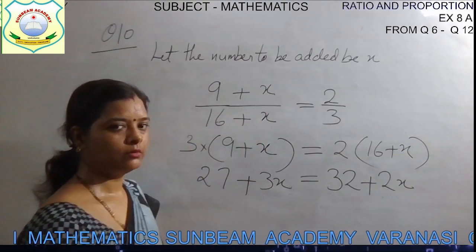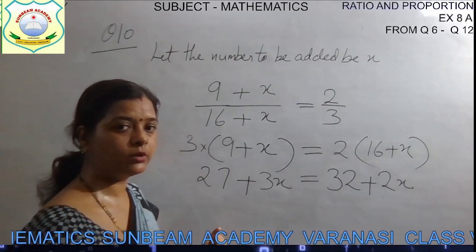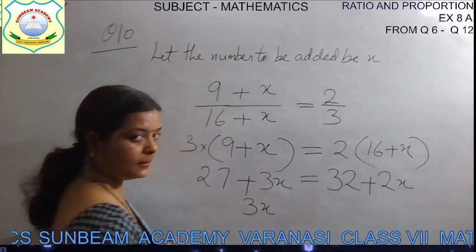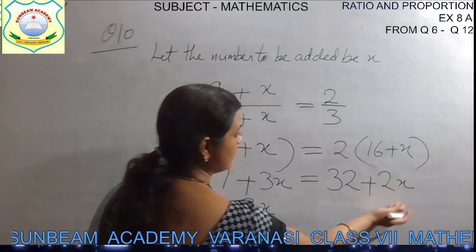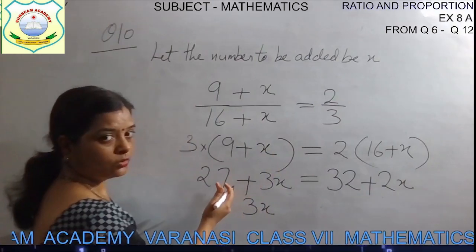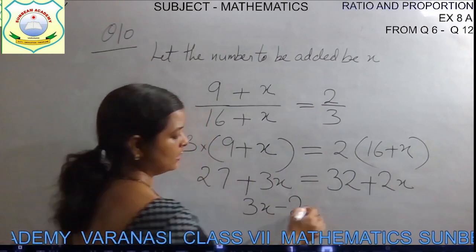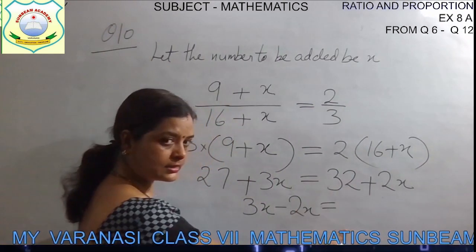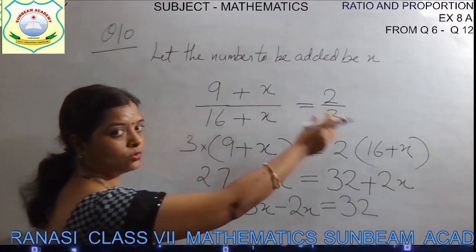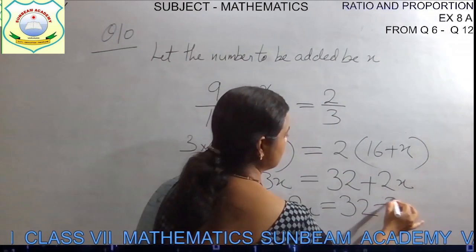Clear? Now our next step, which we know very well, is separating the variable term on one side and the constant term on the other side. So keep 3x on this side only, and just transpose 2x to LHS. So 2x is positive. When 2x transposes to the left hand side, it will become negative. Minus 2x is equal to 32, which is already on that side, so keep 32 as it is. And when 27 transposes to RHS, this 27 is positive, it will become negative. Minus 27.